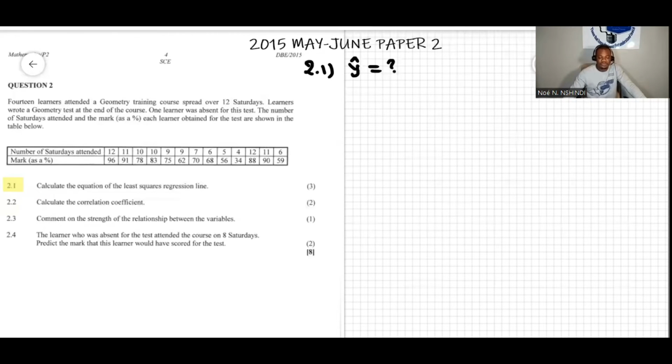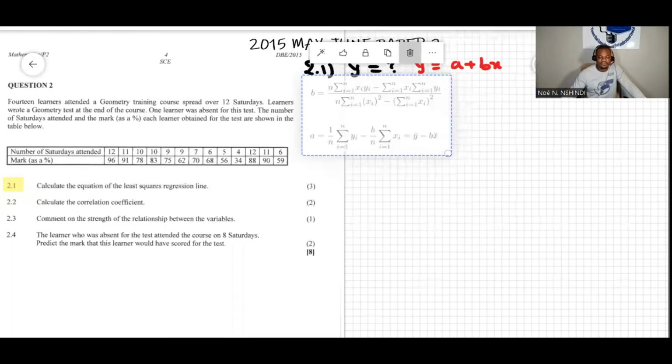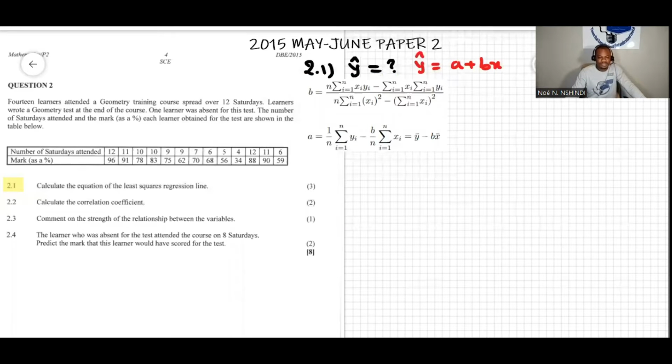Now we do know that it is expressed by y equal to a plus bx, where a and b are given by these formulas. Now the formulas are quite tricky to solve, because it's quite a long process to do all these calculations. So we can do that with the help of a calculator.